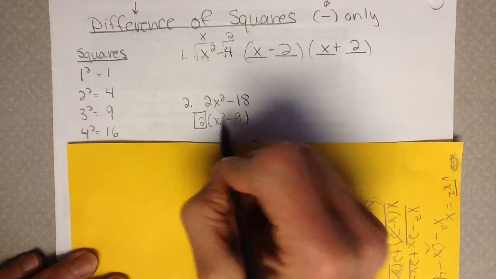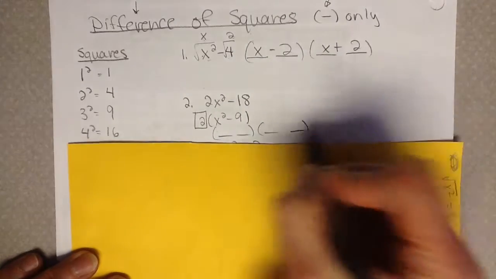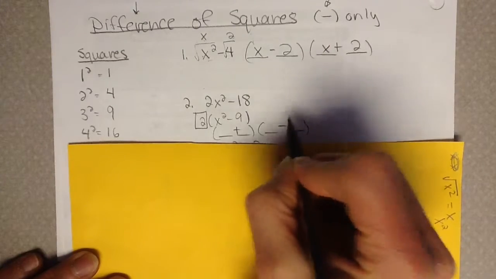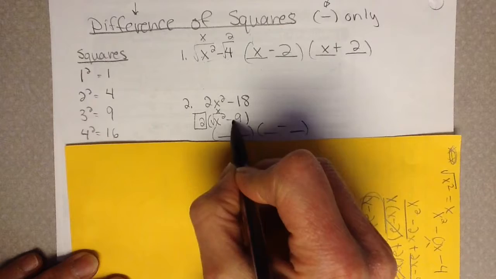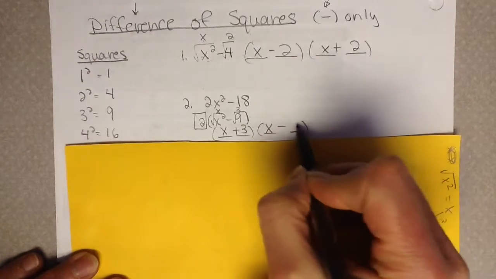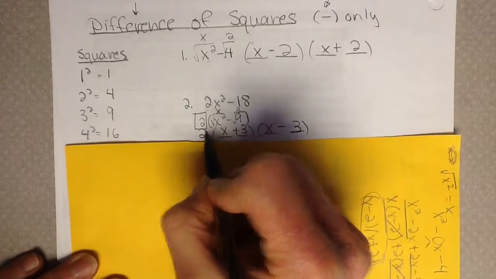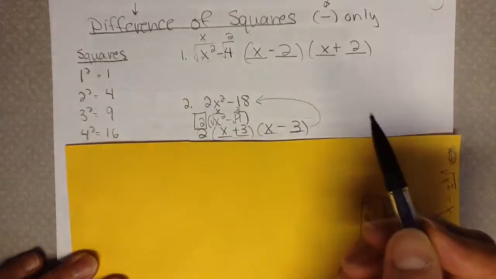And then I know it's 2 terms, and the signs alternate. Now it doesn't matter if it's plus minus or minus plus. Take the square root of this, that's x. Square root of this, that's 3. So x goes here, 3 goes here, x and 3. And then I bring down this 2. So if I would multiply all of this out, I would get that binomial.